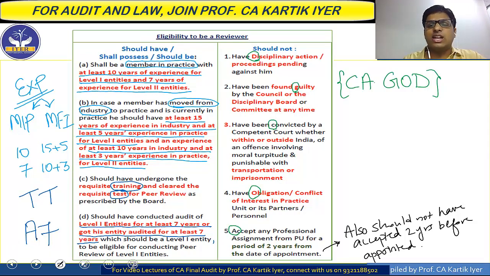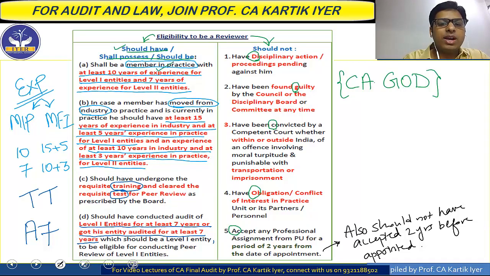Again, in this answer, there are quite a few changes. So basically what I thought is, let's go through the whole answer properly, so that it is easy for you to retain it. So now let's understand in a simplistic manner so that there is no confusion. They have said should have, shall possess, should be. So what should be there is here, and what should not be there is on the other side. So first let's see, should have, shall possess, should be.